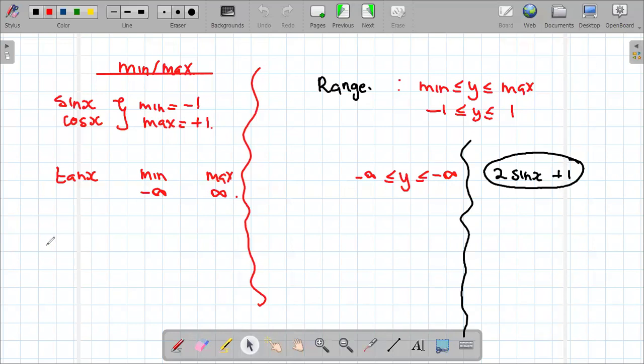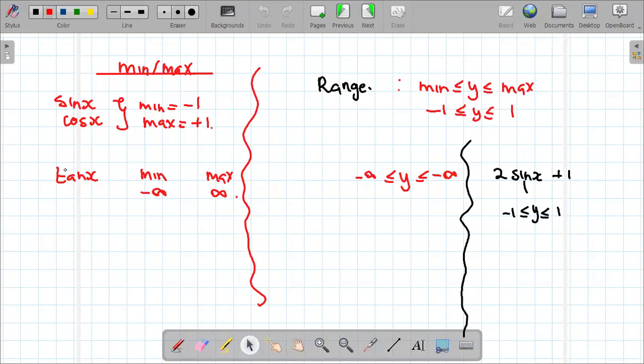Do not ever stress yourself out. The first thing, focus on the sine. What is sine? That's the first thing you should focus on. Sine y is between what? What is the minimum and maximum for sine? -1 and +1. That's the first thing you should worry about.